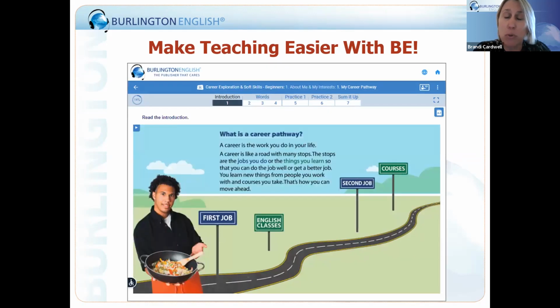And another example from our course called Career Exploration and Soft Skills. It does a great job explaining what the concept of a career pathway is. So the work we do in our life, and then it gives them the concept of a road with many stops. So the stops along that path may be English classes for our English language learners. Perhaps they're transitioning, ready for careers or ready for those college classes.